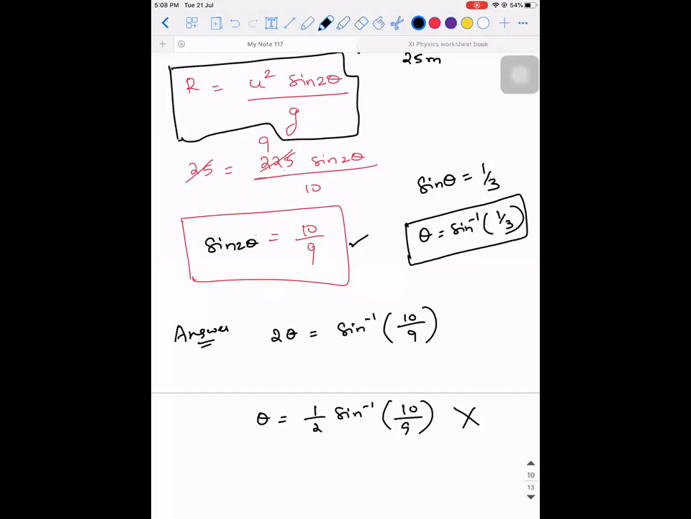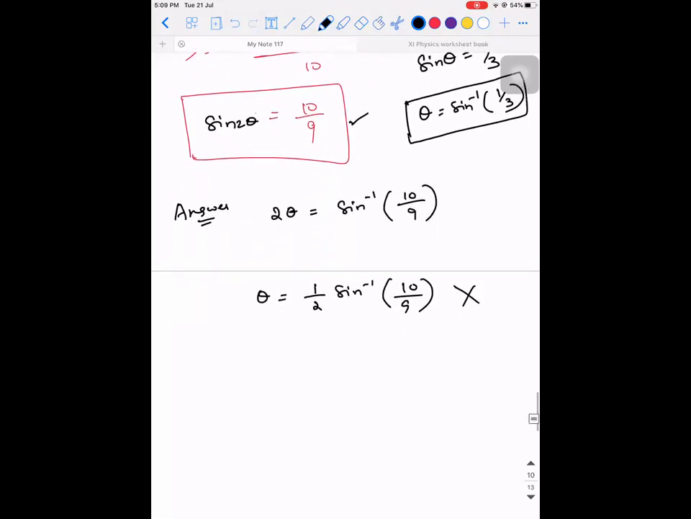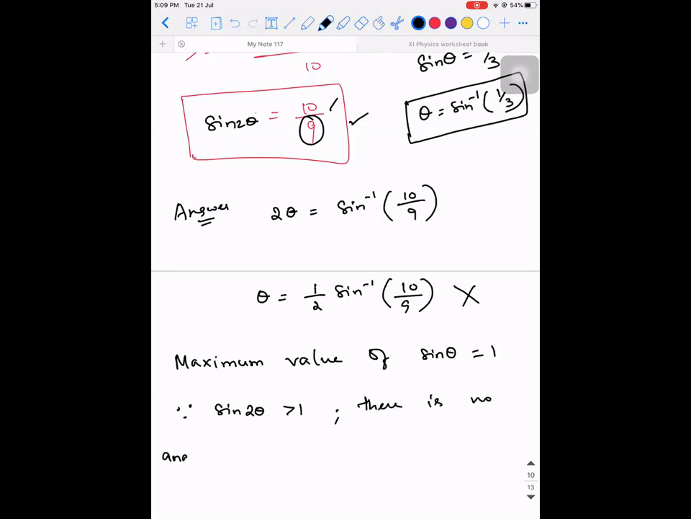So what has happened here? Hypotenuse is smaller. That's right. Very good. So hypotenuse is smaller means that's a very good logic what you told. See, what is the maximum value that sine can generate? Maximum value of sine theta is +1. Okay. But what is this value? It is more than 1. Since sine of 2 theta is greater than 1, you should report the answer like this. There is no angle of projection.